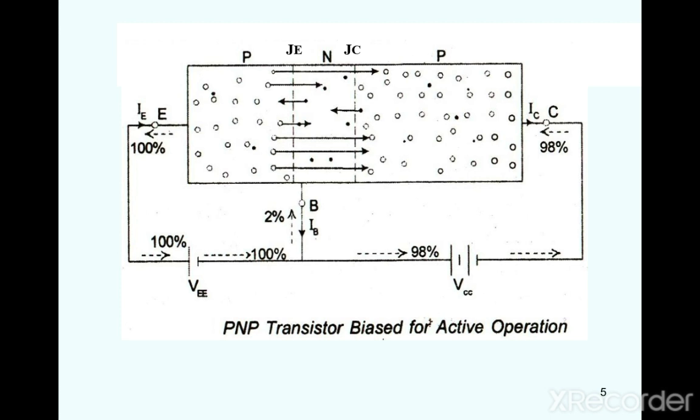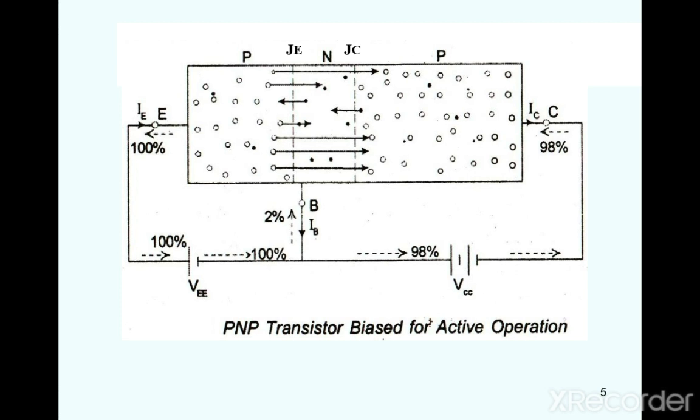See the PNP transistor. The junction between P and N is JE. The junction between N and P is JC. That means the junction between emitter and base we call JE, and the junction between base and collector we call JC. The current in the emitter is called IE, the current in the base is IB, and the current in the collector is IC.